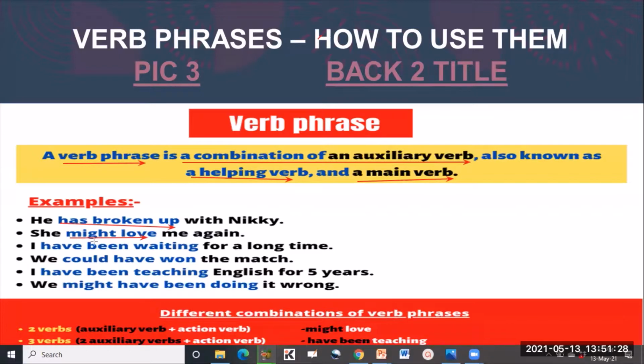So you have a combination of might and love. Next, we have I have been waiting for a long time. Have been waiting is the verb phrase. I have been waiting for a long time. Next, we have we could have won the match. We could have won. So could have won is a verb phrase.